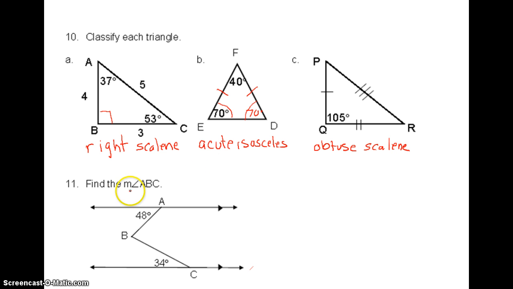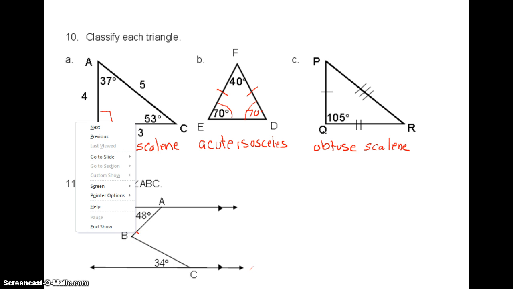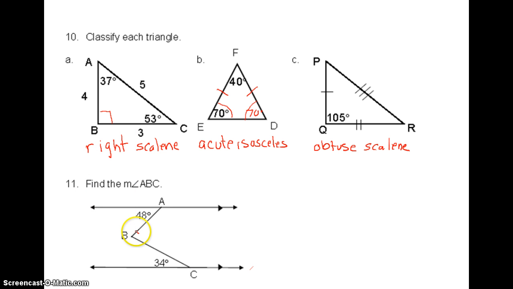Alright, number 11. Find the measure of angle ABC. ABC, this angle right here is what we're looking for. Okay, so a little loop there, that's what we're looking for. Now in this we've got two parallel lines here. And we can draw another parallel line right in the middle here. And turn this into two problems with parallel lines and a transversal.